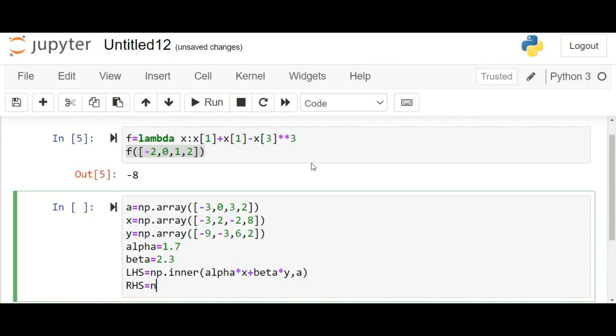This is equal to np.dot. The right hand side will be written in a different way: alpha multiplied by np.inner, inside the parenthesis we will write x comma a, and then plus beta multiplied by np.inner of y comma a. Okay, and now we shall print.